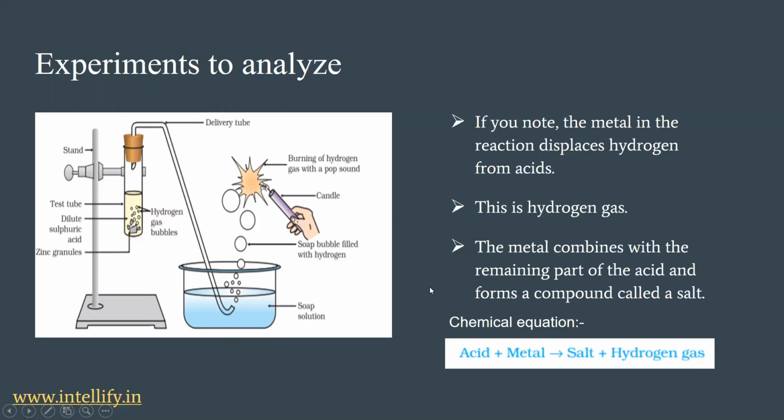So what is the ultimate conclusion on this reaction? When acids react with metals, acid plus metal will give you salt plus hydrogen gas. As you can see here, when you keep a lit burning candle near it, the burning of hydrogen gas with a pop sound can be experienced. So the conclusion is acid plus metal will give you salt plus hydrogen gas.